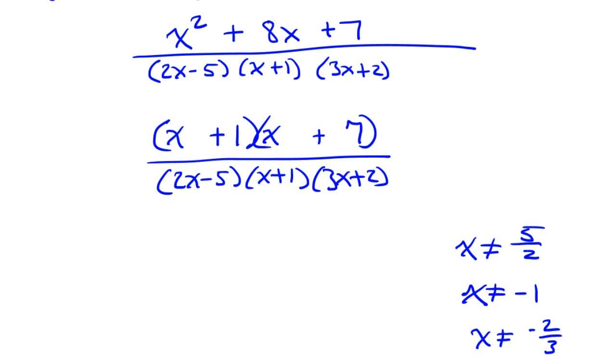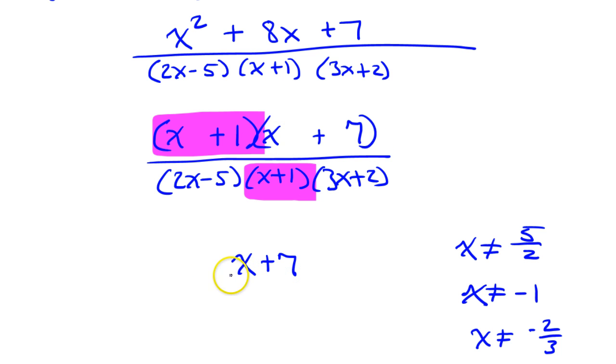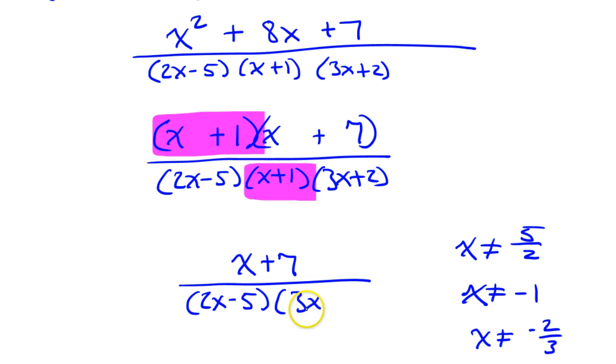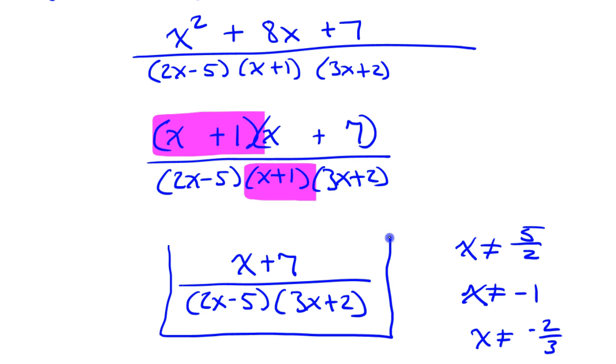Now I look and see, can anything cancel out? And I see I've got this x plus 1 in the numerator and in the denominator. So those will cancel out. But that's it. Nothing else cancels out. So the final answer is going to be x plus 7. That survived, over, now this is gone, so that's just going to leave me 2x minus 5 times 3x plus 2. So that is the final answer.